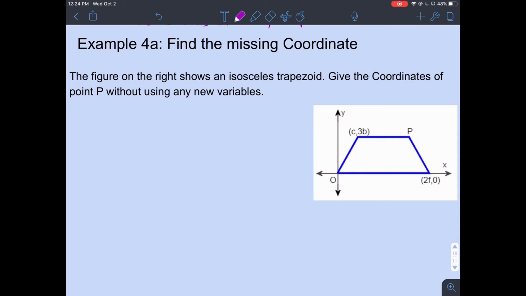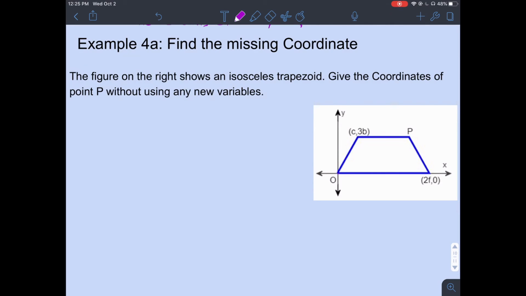Now, in order to find out point P, we kind of have to understand how they got the coordinates of C, of this point here, which is at (C, 3B), and this is at (2F, 0). Remember, imagine you're starting at the origin and walking to each point. We don't want to use any new variables, so we'll only use the variables we've already been given. Let's start by looking at the first point, (C, 3B). How did you get this?